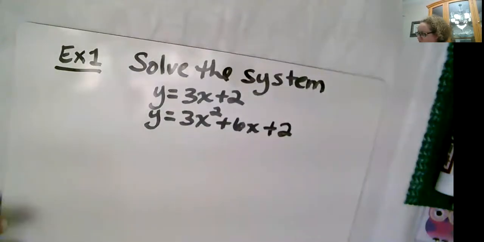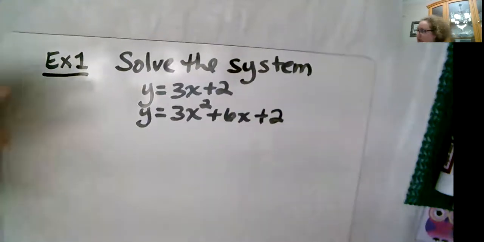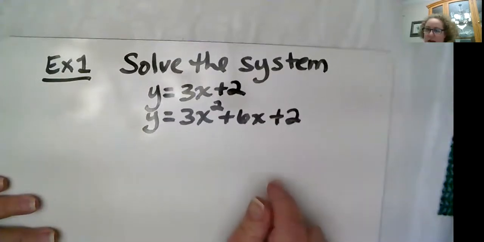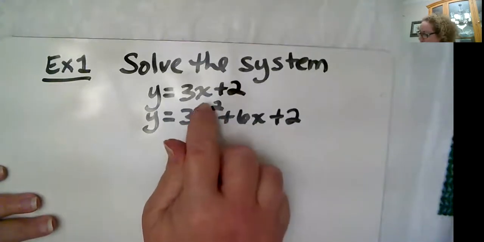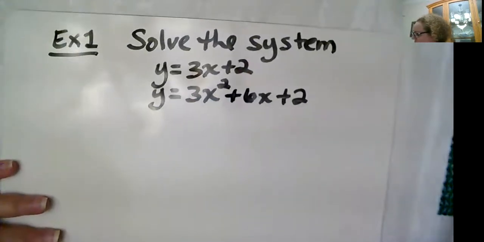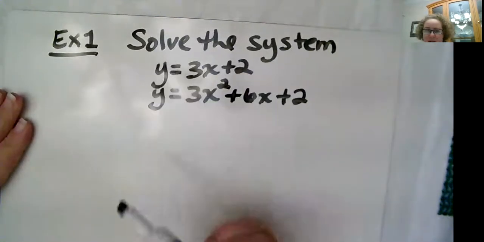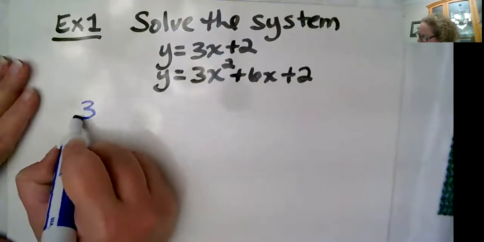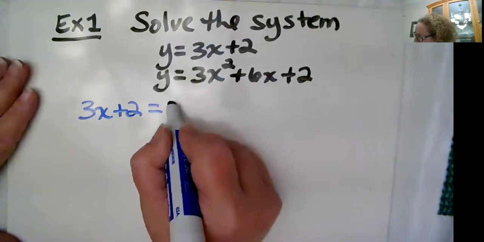So when you're solving, you're trying to figure out where this graph, which is a linear equation, crosses, if it crosses this quadratic. So if you were to graph it, you would physically see where this line crosses through this parabola. So we're not going to graph it, we're only going to solve it. And what we're going to do is since they're both already set equal to y, we're going to set the two equations equal to each other. So the first one, 3x plus 2, is equal to the other equation, our quadratic.